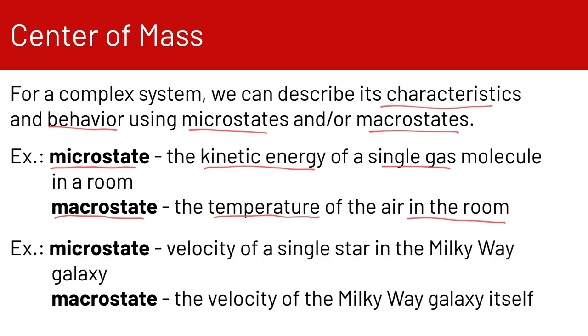In another example, the microstate would be the velocity of a single star in the Milky Way galaxy, so a single star, and then the macrostate would be the velocity of the Milky Way galaxy itself. So the velocity of the whole galaxy is the macrostate.